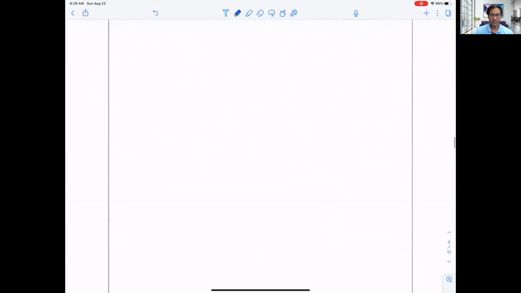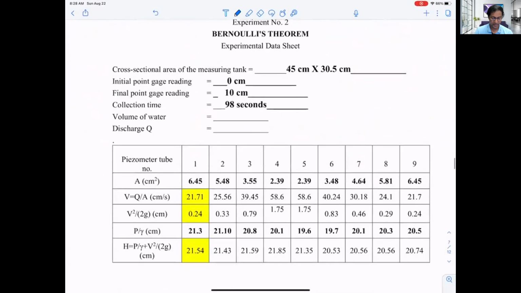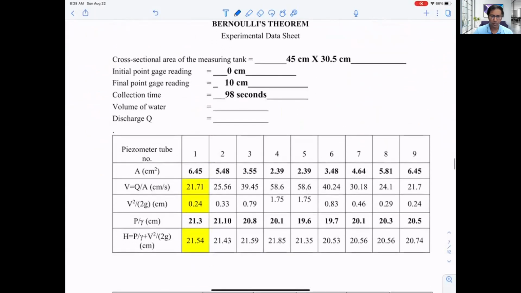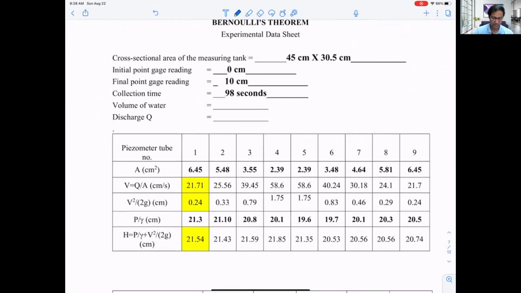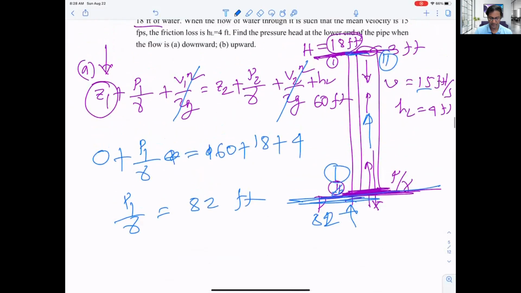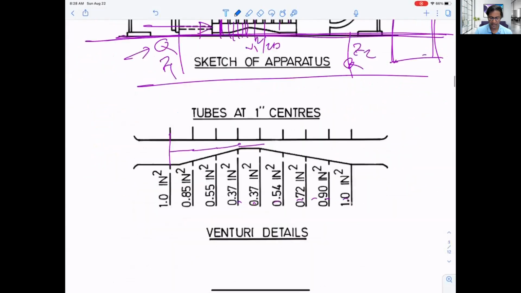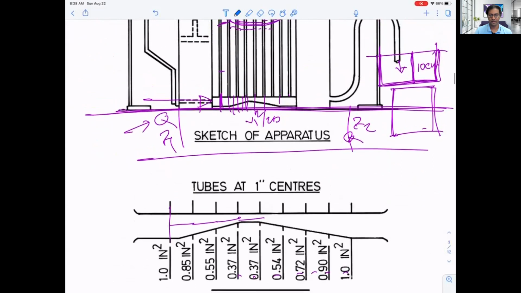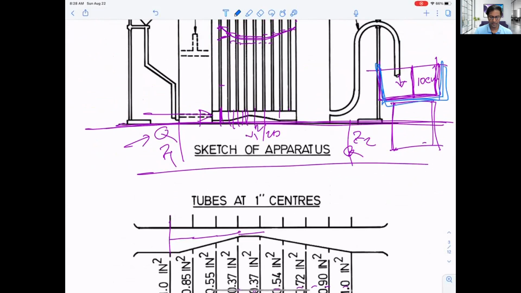So let me just show you quickly the sample calculations. Here at the data sheet, you can see what type of measure we need. So the bold, right? These are the measured data, and the empty or blank, we need to fill this up. So here the tank, a measuring tank, where we are collecting water. This water collection tank, the size of this tank is 30.5 into 45, and we are storing water up to 10 centimeter.